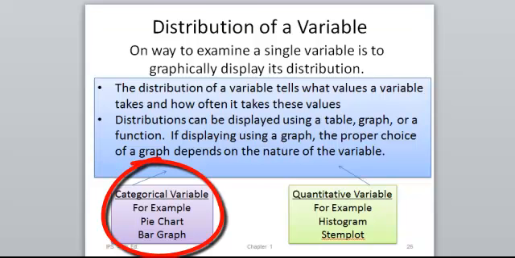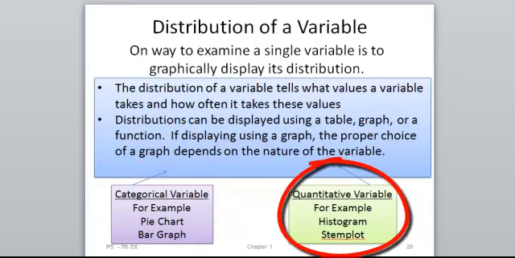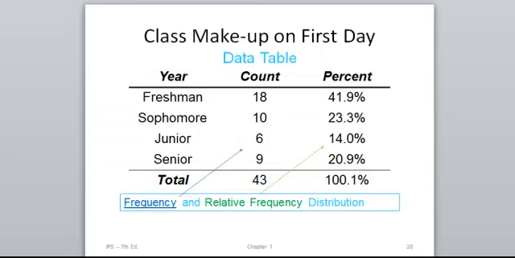For example, if we have categorical variables, in other words whose values categorize, we would use pie charts or bar graphs. If we have a quantitative variable, we would use, for example, a histogram or a stem plot. We're looking at a frequency table and a relative frequency table.